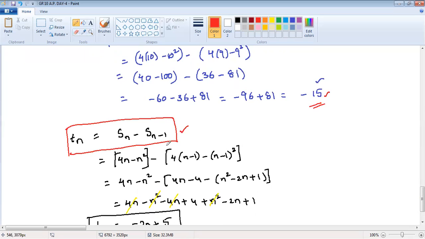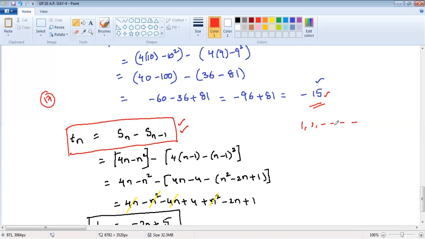If you remember this formula, instead of writing the sequence as 1, 2, 3, we can find the term directly. Suppose they ask you the 17th term, we can find it directly as S17 minus S16. So this is a beautiful formula. We can find the answer easily.